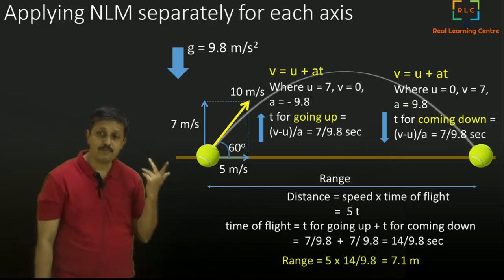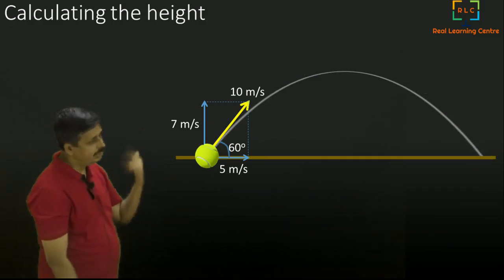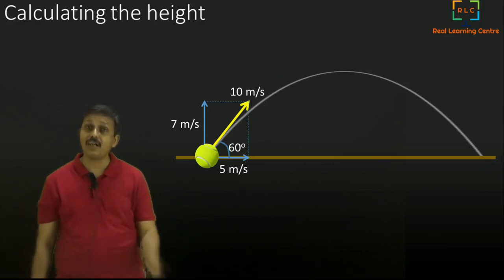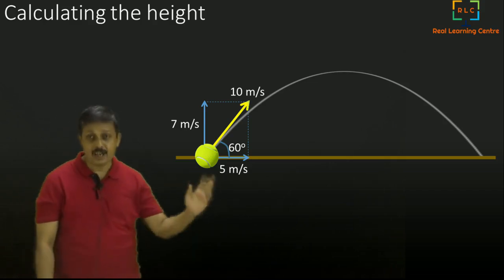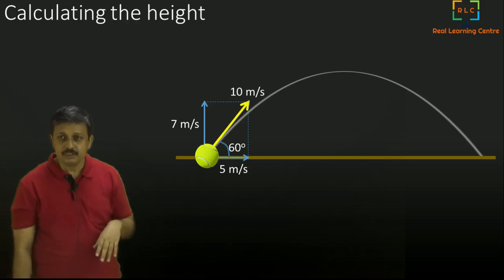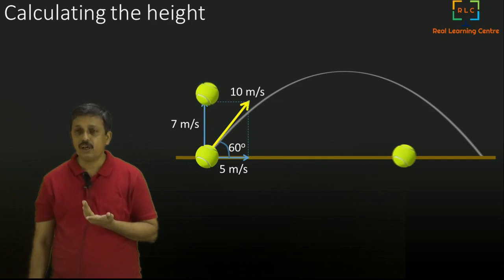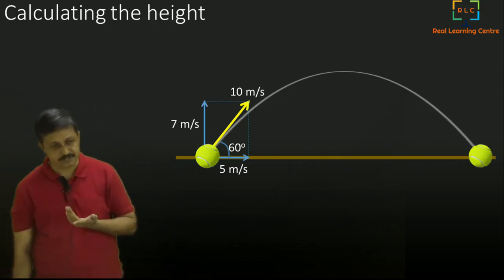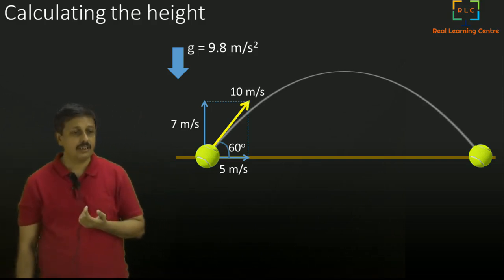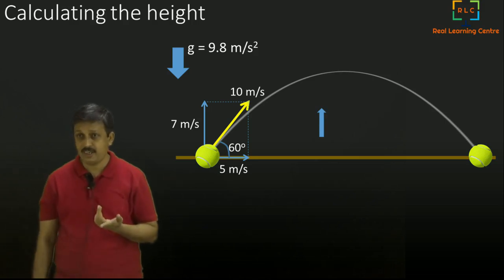So now I want to find out something slightly different, which is calculating the height. Can I calculate the height? Of course, because calculating the height doesn't even require horizontal movement. Whatever the horizontal movement may be, calculating the height is independent of that. So we can simply calculate it as a vertical going up. How do we calculate? We go with 7 meters per second as our initial velocity, and we also go with g as 9.8 meter per second square negative.